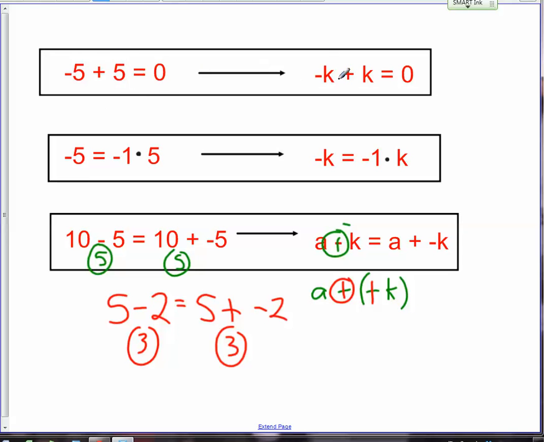And that leads us to this generalization that the opposite of k plus k is 0. So if you think of money, this is like owing your mom €5. You pay her off your €5, and now you don't owe her anything.